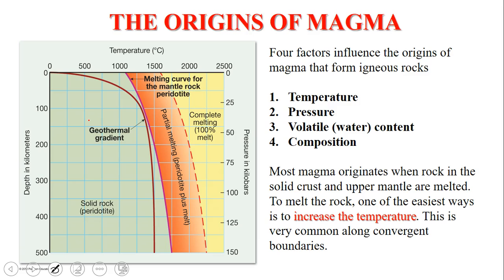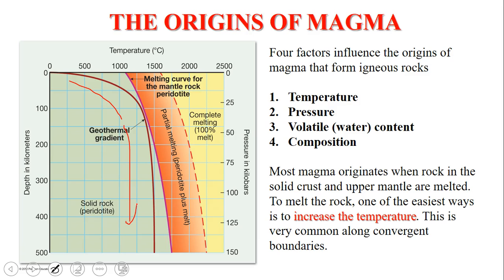Most magma is going to originate when rock in the solid crust and upper mantle is melted. One of the easiest ways to melt this rock is to take it deeper. As you can see over here, we have what is called the geothermal gradient. The geothermal gradient says that as you take rock deeper, the temperature increases. Then you are able to melt the rock, and if you melt the rock, it can turn around and crystallize and make igneous rock. That's why we're taking a primary focus here on the origins of magma first.